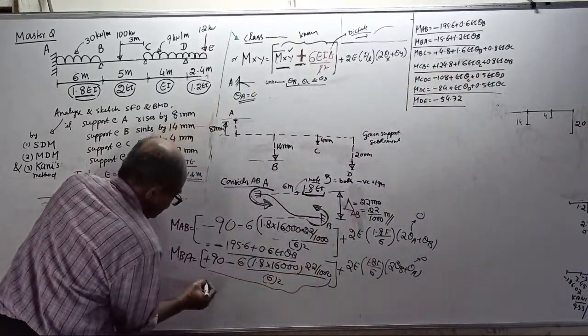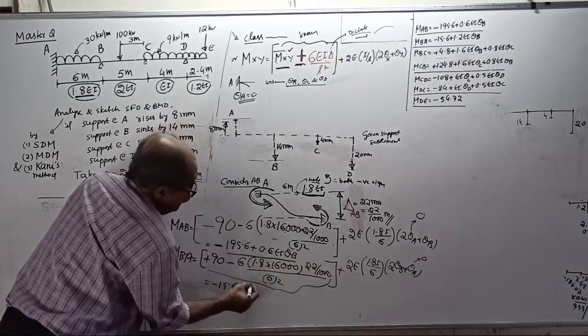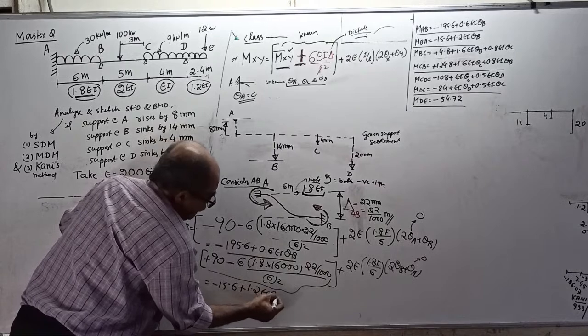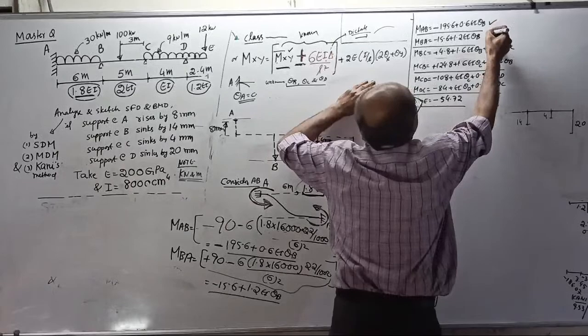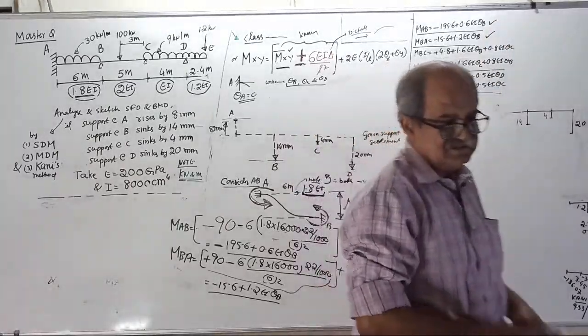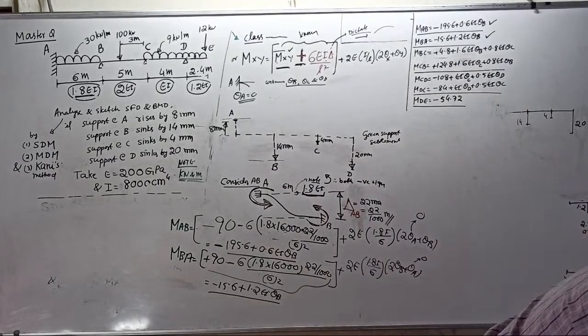Equal to what? Minus 15.6 plus, it will come there, 1.2 EI theta B will come. Fully clear? See there, I wrote both moments. Tell me, fully clear or not? Fast. Fully clear, AB member? AB member, fully clear. Fast, fast. I should finish 2 more members. Then my work is over. Once I finish all the moments, then work is over for me. You are not commenting also. Fully clear? AB member, no doubt.